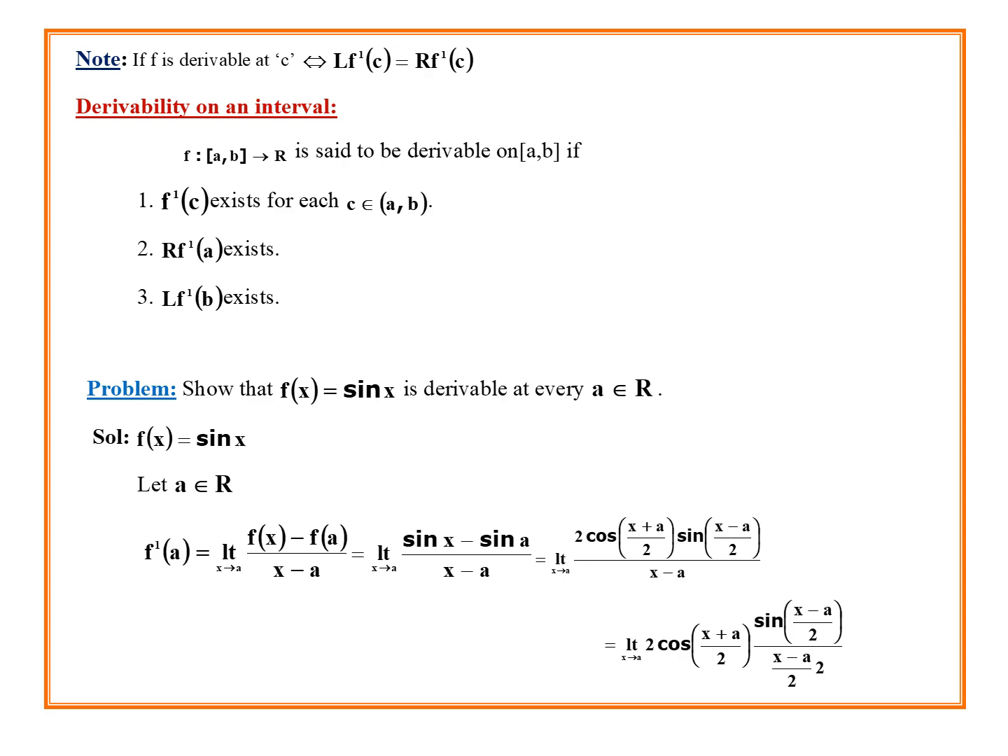Now note point. f is derivable at c if and only if left hand derivative at c is equal to right hand derivative at c. Derivability on an interval. f, a mapping from closed interval [a,b] to R, is said to be derivable on closed interval [a,b] if first condition, f dash at c exists for each c belongs to open interval (a,b). Right hand derivative at a exists. Left hand derivative at b exists.